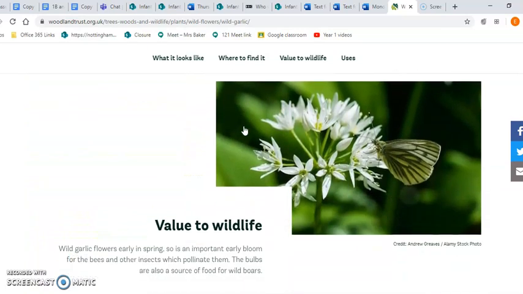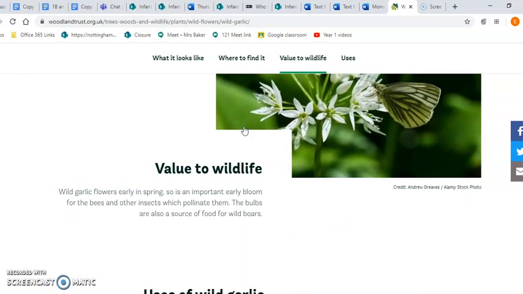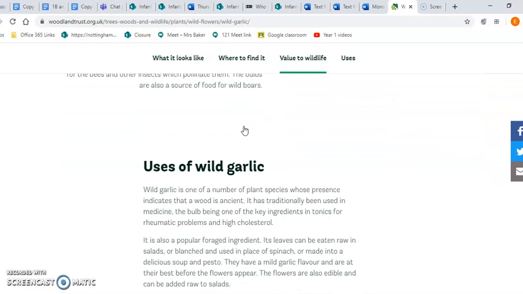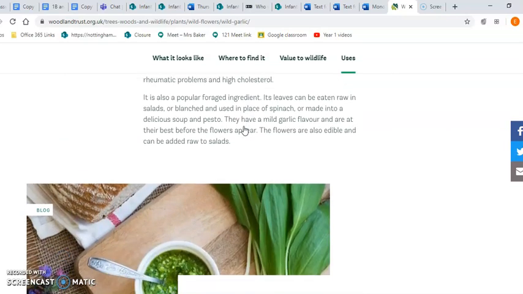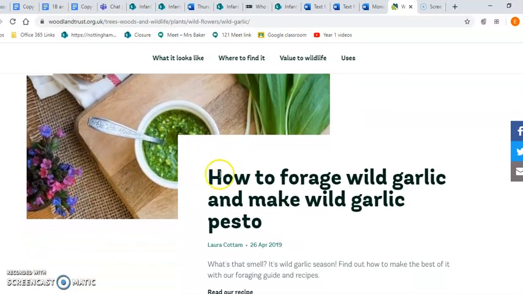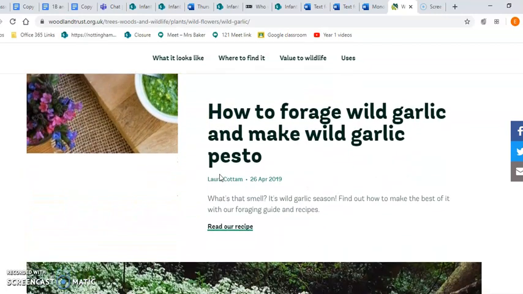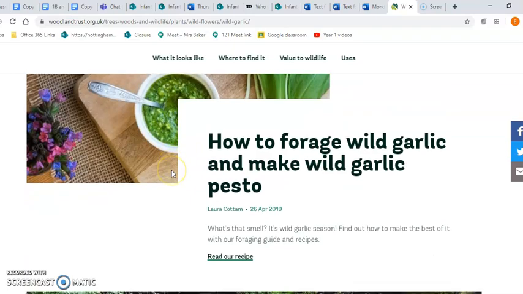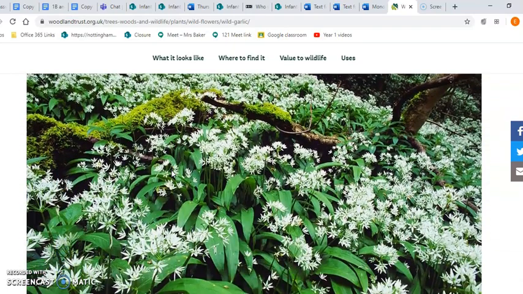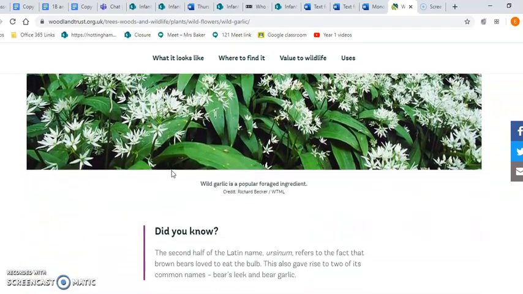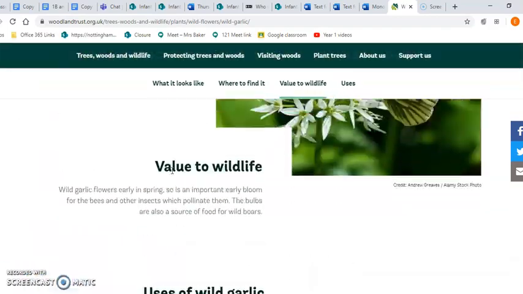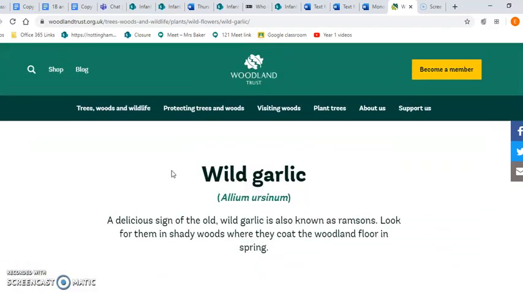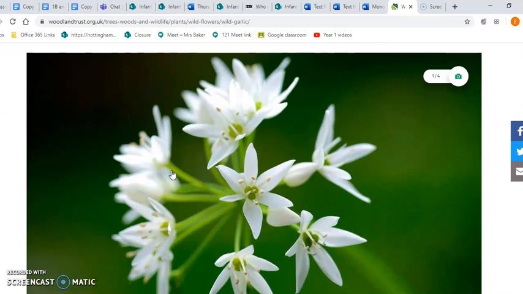So this website is really good. If you do find other wild plants and you want to find out about them, then you can look at this. Look, and you could make wild garlic into pesto, which is where you blitz it with pine nuts and you can put it on pasta. That's exactly what I see when I go on my walk. So this is a brilliant website, the Woodland Trust. So that's where you can do your extra research.